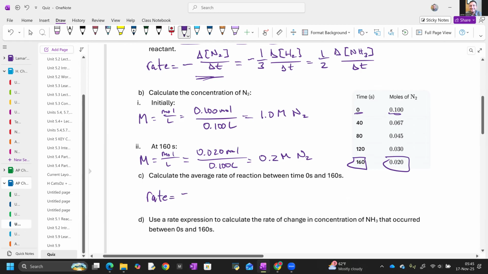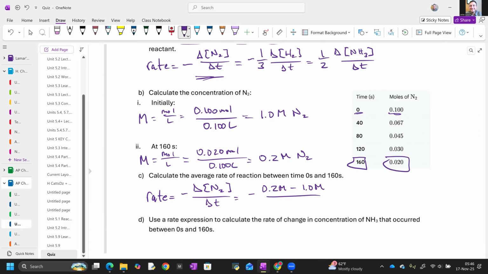We just plug in our expression for N2 because that's what we have data for. And then we solve. And so this is going to be negative. We know the change is always final minus initial, so it's going to be 0.2 molar minus 1.0 molar over 160 seconds.